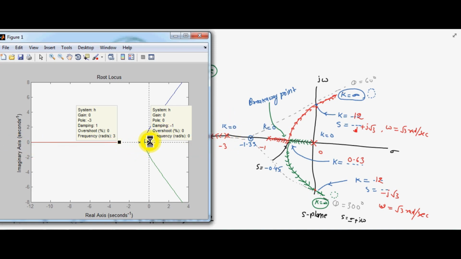Similarly, if I click here, I see the gain of the system is 0 and the pole is -1, with k equal to 0. Now at the breakout point, when I click on it, what is the gain? This should be a real number, right? The breakout point is 0.